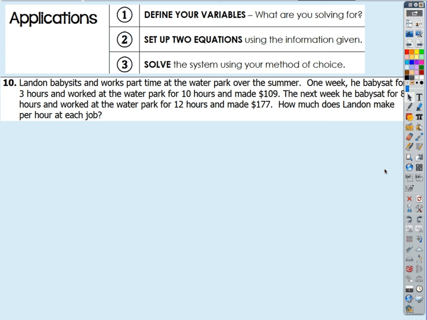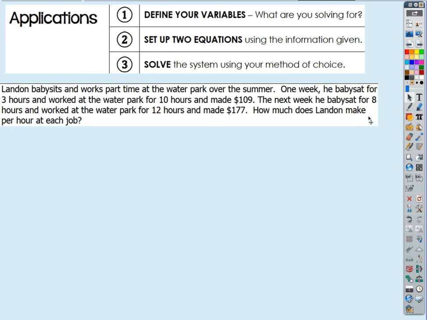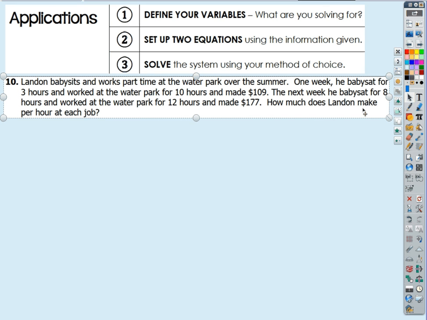So we read through this. Landon babysits and works part-time at the water park over the summer. One week he babysat for 3 hours and worked at the water park for 10 hours and made $109. Next week he babysat for 8 hours and worked at the water park for 12 hours and made $177. Now here, this is important. It's asking us, how much does Landon make per hour at each job? Well, what are our unknowns?